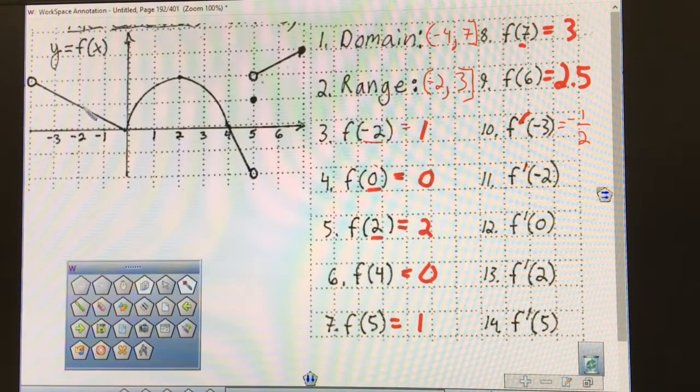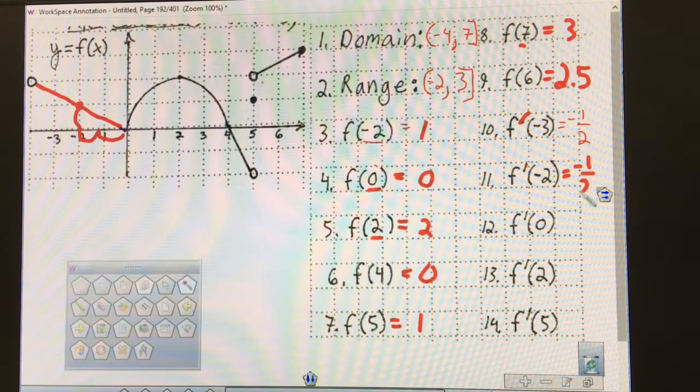So let's see what the slope is at negative 2. At negative 2, the slope of this segment is still the same. It goes down 1, right 2. So it's going to equal negative 1/2 is the slope at that point.